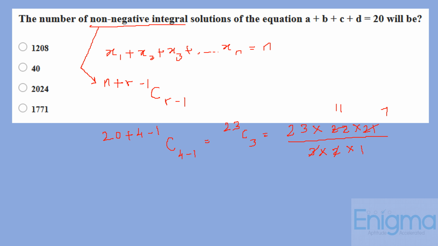So now instead of completely solving this multiplication, you can also concentrate on the unit place. So 3 into 1 is 3, into 7 we get 21. So units place must have 1. There is only one option which has 1 in the units place. So our answer will be 1771.